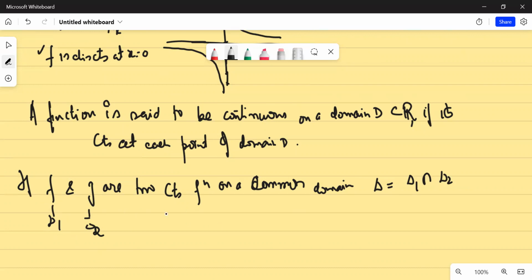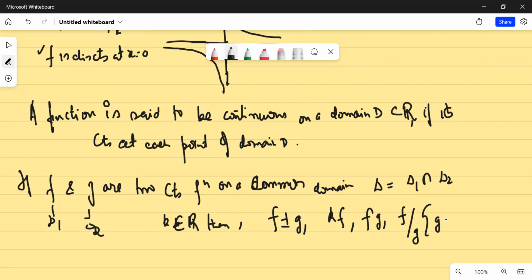Let f and g be two continuous functions on a common domain D, where D is D1 intersection D2, and k be a real number. Then f plus or minus g, k times f, f into g, and f divided by g, provided g is not equal to 0, are all continuous functions. This is what is referred to as the algebra of continuous functions.